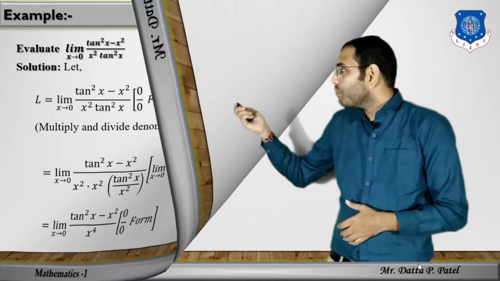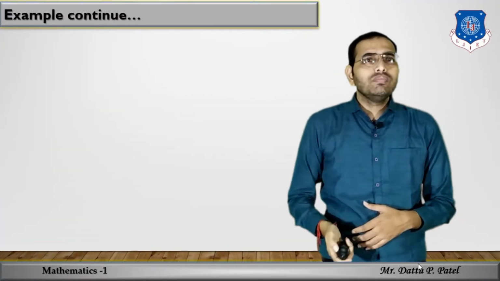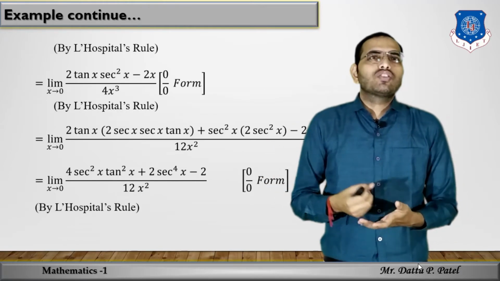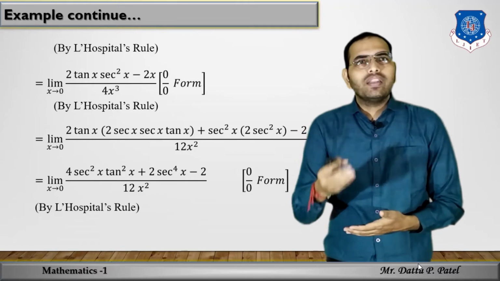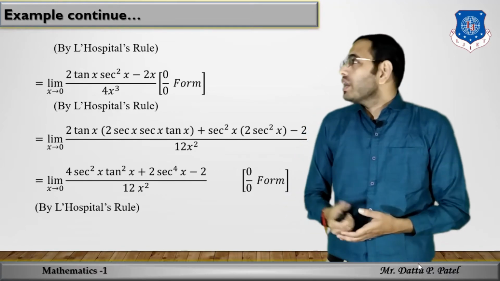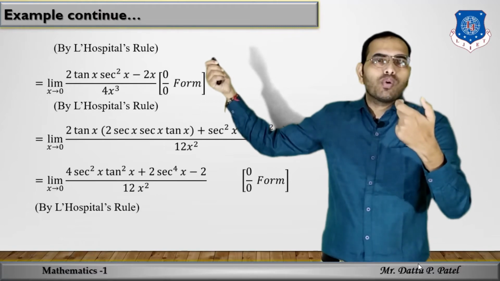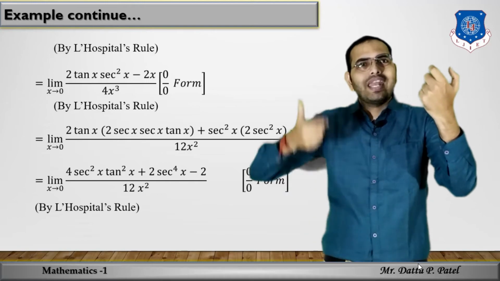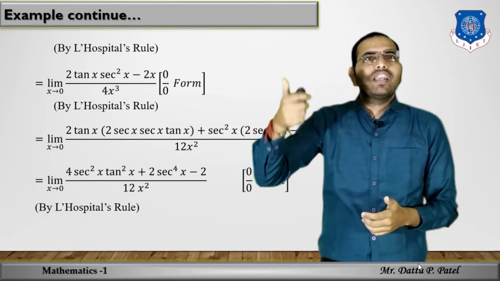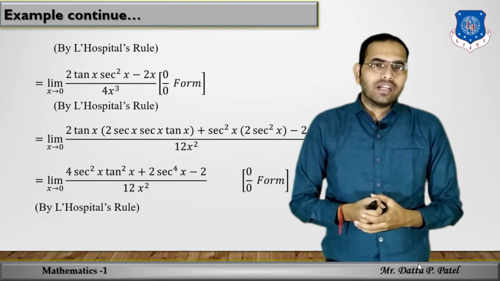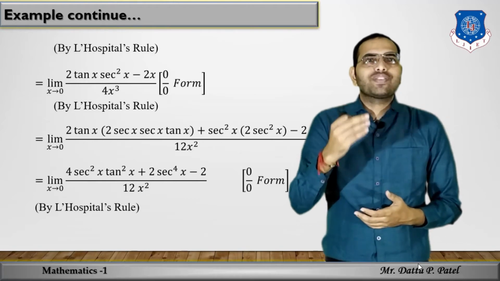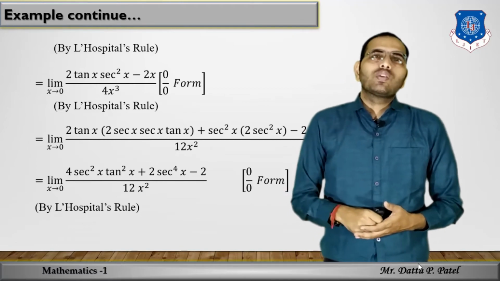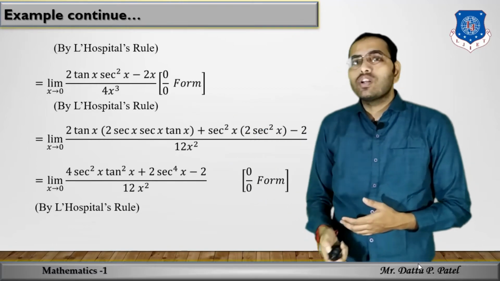Then with the help of L'Hopital's rule, the limit as x tends to 0 of 2 tan x into sec square x minus 2x upon 4x cube. Again that is a 0 by 0 form. In the numerator we have the product 2 tan x into sec square x. Then applying the product rule, u as it is times the derivative of v plus v as it is times the derivative of u, and simplifying that term, it becomes 4 sec square x into tan square x plus 2 sec raised to 4x minus 2 upon 12x square. Again it is a 0 by 0 form.